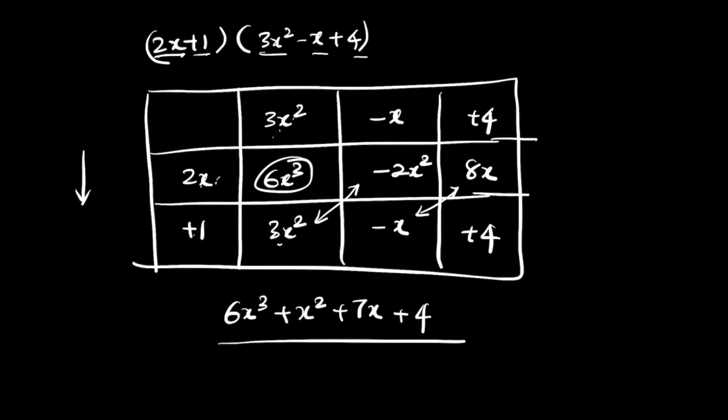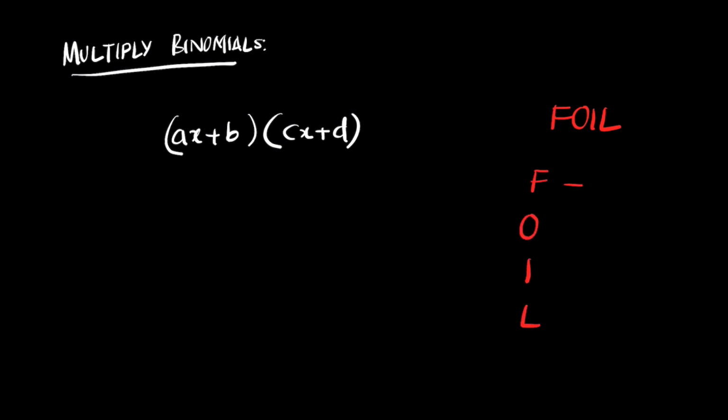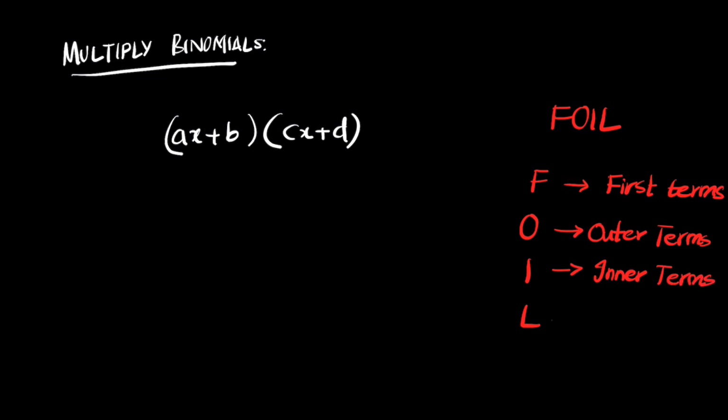Now, let's talk about one common thing you will see, which is how to multiply binomials. Binomials, remember, are two monomials. For example, let's say I have ax plus b times cx plus d. The method that we use is called FOIL. So F, O, I and L. F represents the first terms, O the outer terms, I the inner terms, and L the last terms.